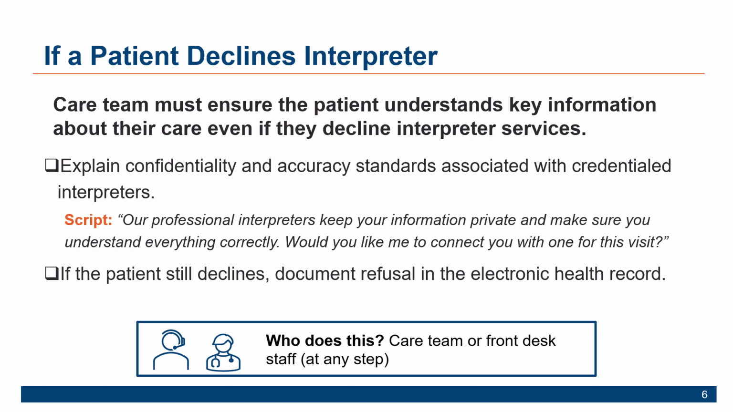Sometimes a patient may decline interpreter services. When that happens, care teams still have a responsibility to ensure the patient understands key information about their care. Staff should explain that interpreters are credentialed professionals bound by confidentiality and accuracy standards. A helpful way to phrase this is, "Our professional interpreters keep your information private and make sure you understand everything correctly. Would you like me to connect you with one for this visit?"